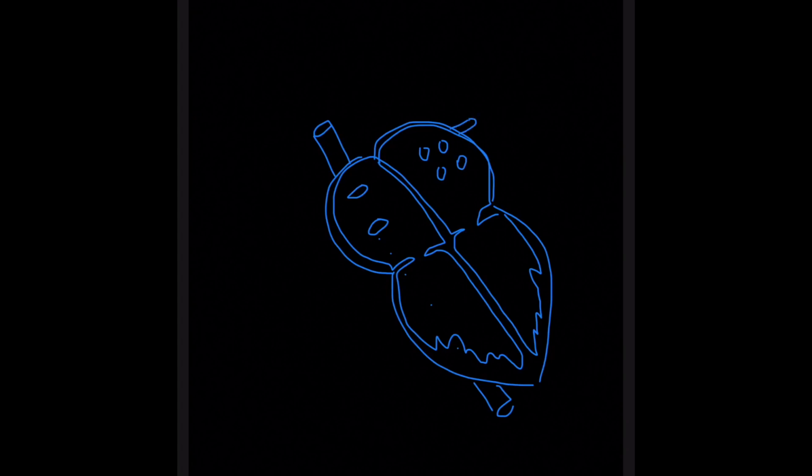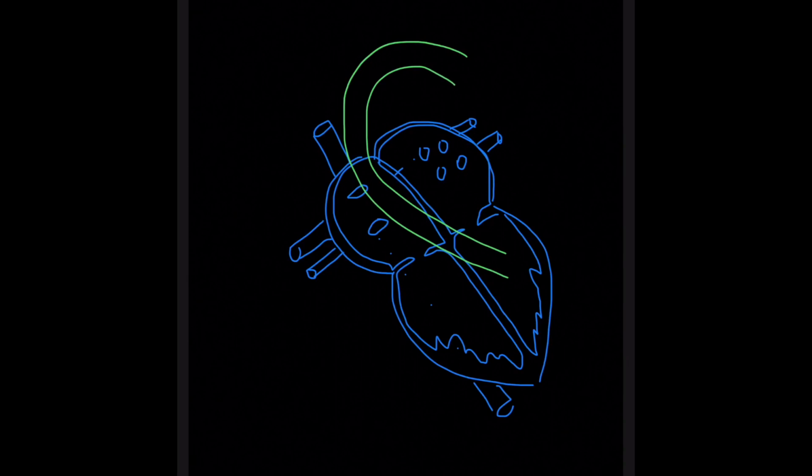Now we are drawing the pulmonary veins, which bring oxygenated blood to the left atrium. And from the left atrium, through the mitral valve or bicuspid valve, this blood flows to the left ventricle. Here is the aorta, the main blood carrier, which carries oxygenated blood from the heart to the body.